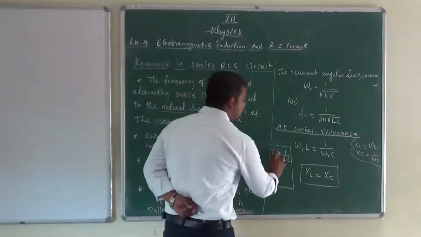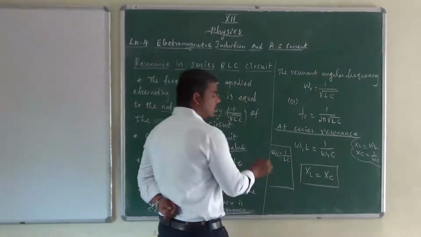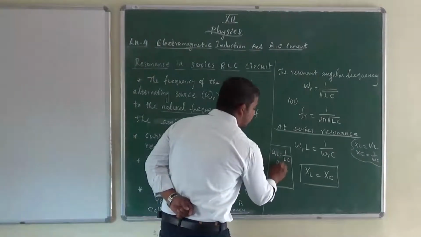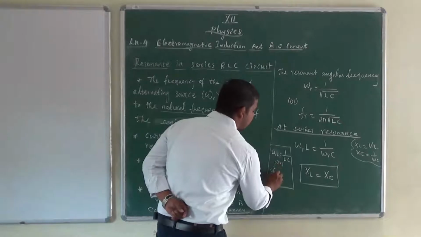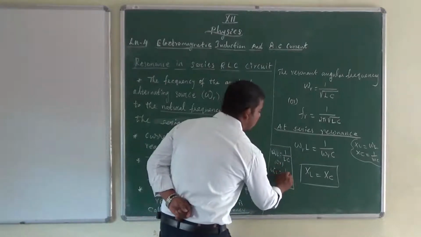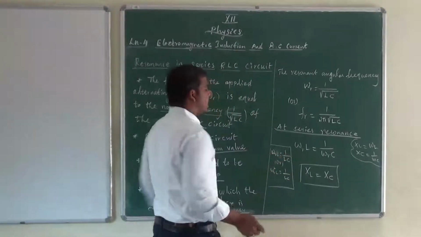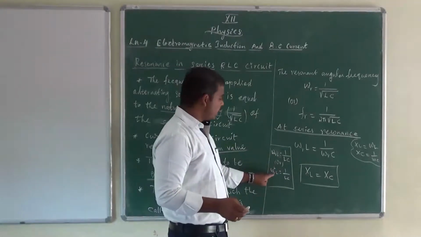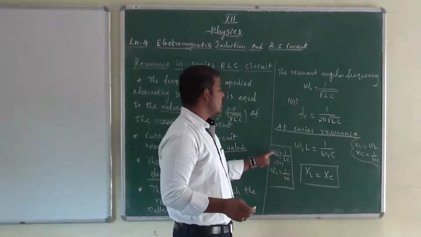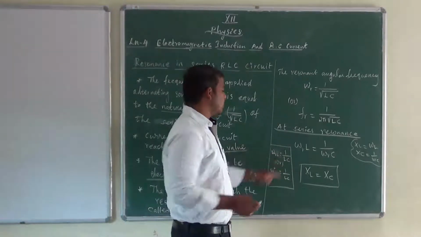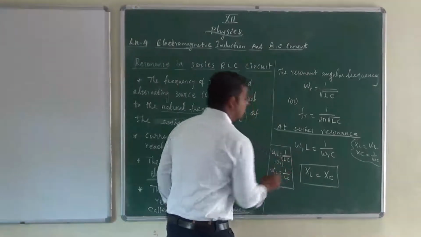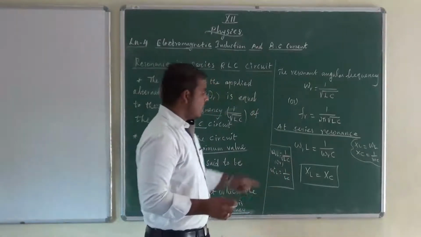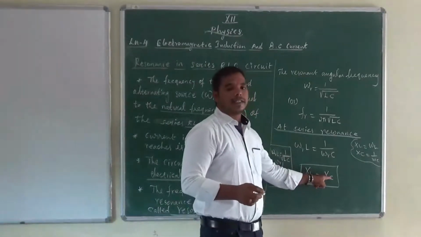This equation we can square: omega_r square L is equal to 1 by LC. If you square this equation, you get omega square r L equal to 1 by LC. But omega_r without the square means 1 by root of LC. Got it? So XL equal to XC.